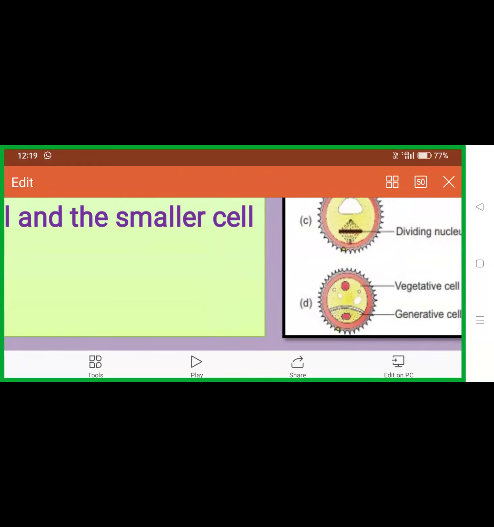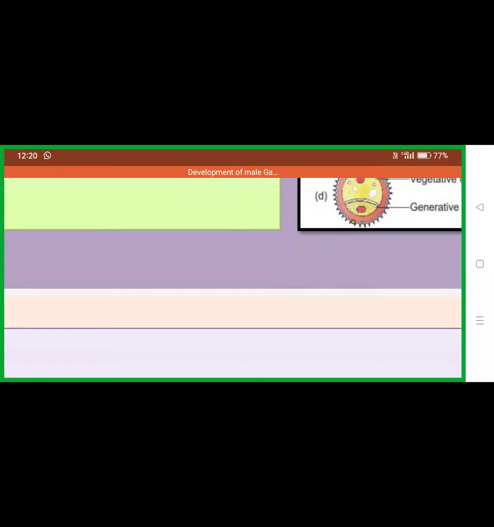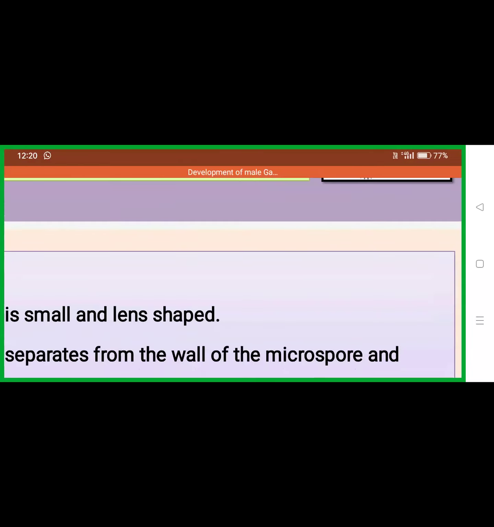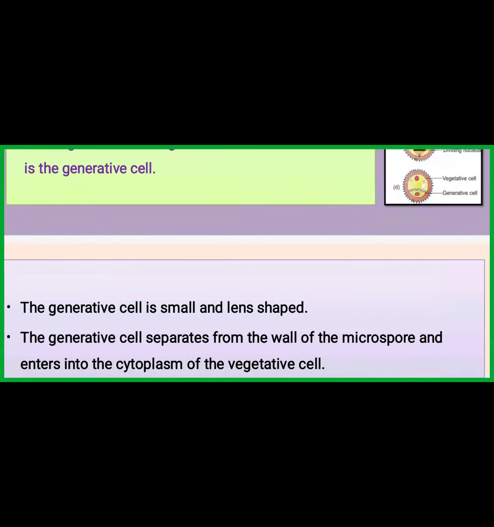Remember this, it's very, very important. The vegetative cell forms the pollen tube, and from the generative cell the two male gametes are formed. Remember these two important things. Initially, the generative cell is attached to the intine of the pollen wall, but later it gets detached from the pollen wall and lies free in the cytoplasm of the vegetative cell.